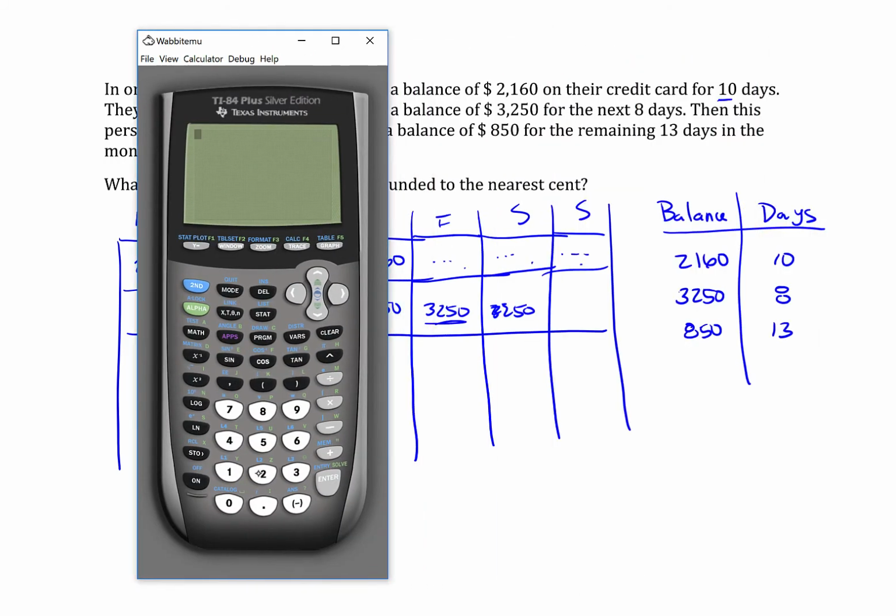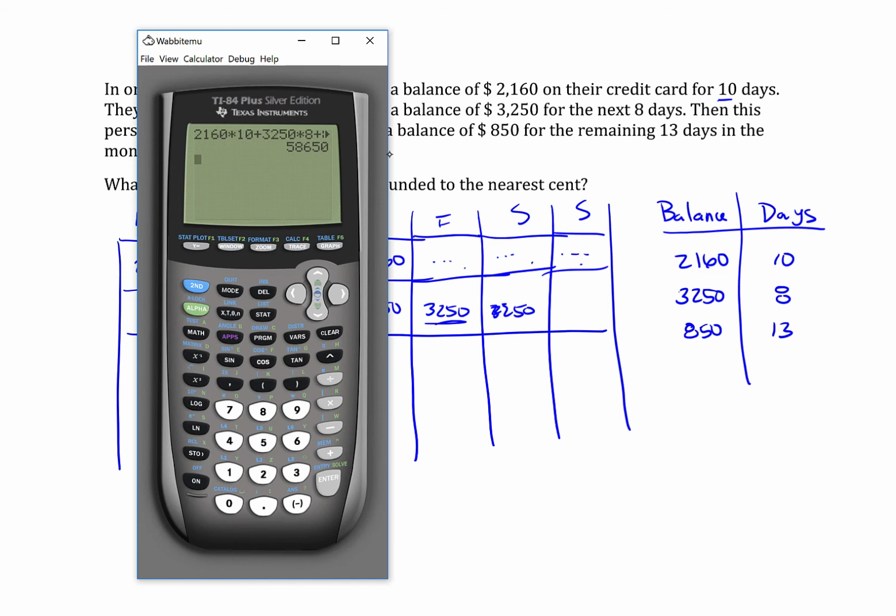So if we take 2,160 times 10, that's the sum of the first 10 days. Then we take 3,250 times 8. That's the sum of the next 8 days. And then 850 times 13. So that gives me a sum of 58,650, which is not the balance. The thing is, that's the sum of all the daily balances.